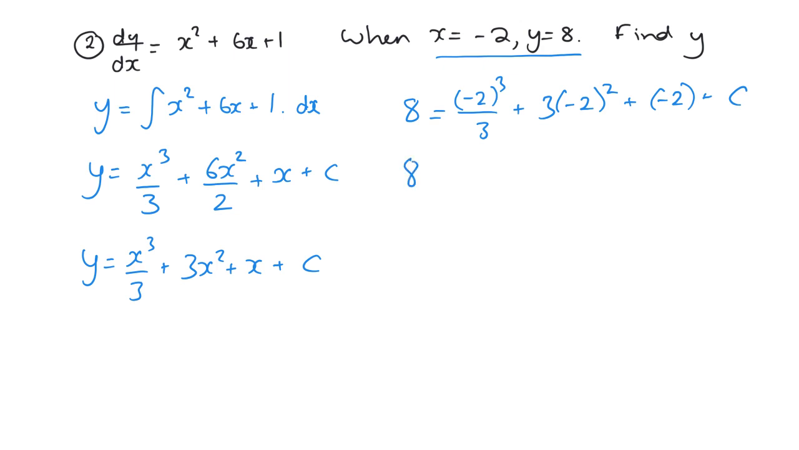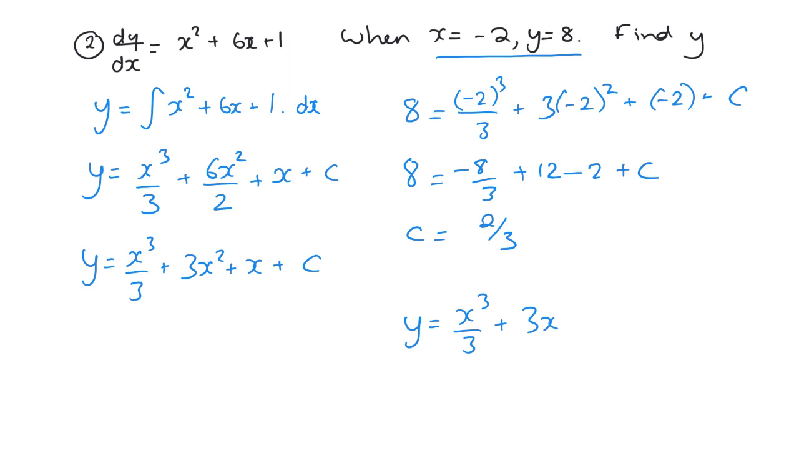So that's 8. That'll be minus 8 over 3. That'll be 3 times 4. So we've got 12 minus 2 plus c. And when you work that out, you get c is 2/3. So therefore our equation is y equals x cubed over 3 plus 3x squared plus x plus 2/3.